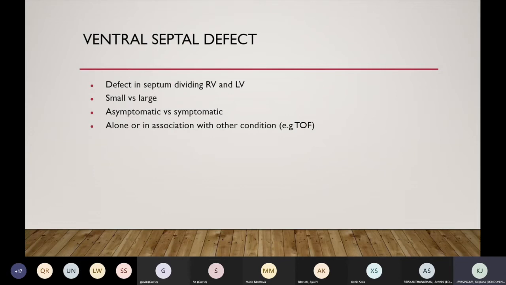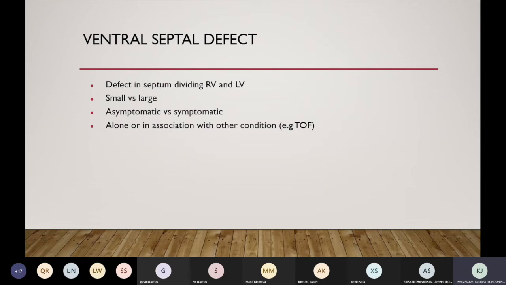Diagnostic is echocardiogram. You might notice ECG changes, and treatment is either nothing, just keep an eye on it if they're well and there's a small defect. If obviously they're symptomatic or it's large, you have to think about closing it, and that's usually done surgically with either a cardiac catheterization or open heart surgery. Okay, I hope that's all okay.